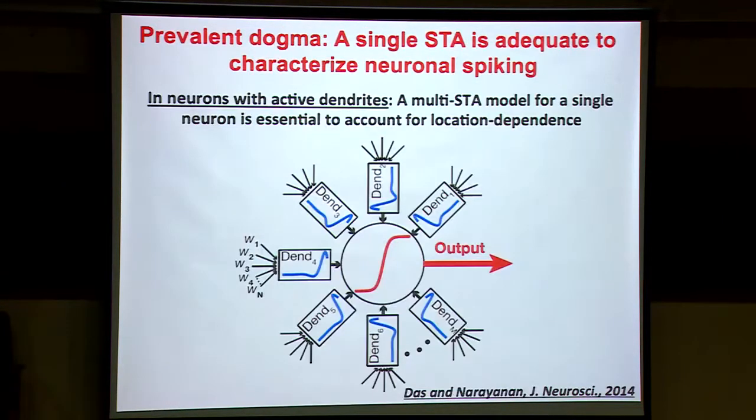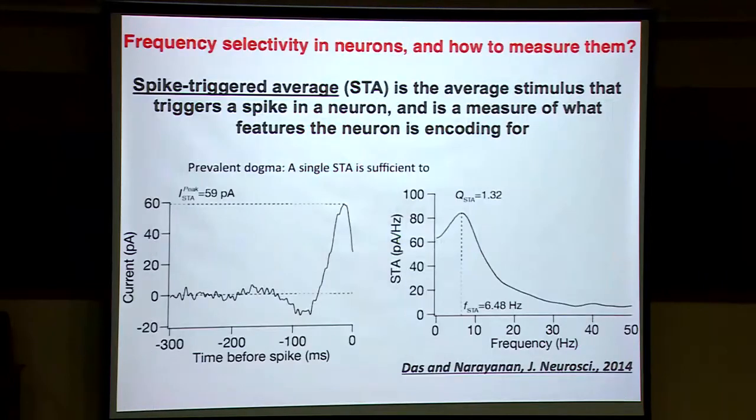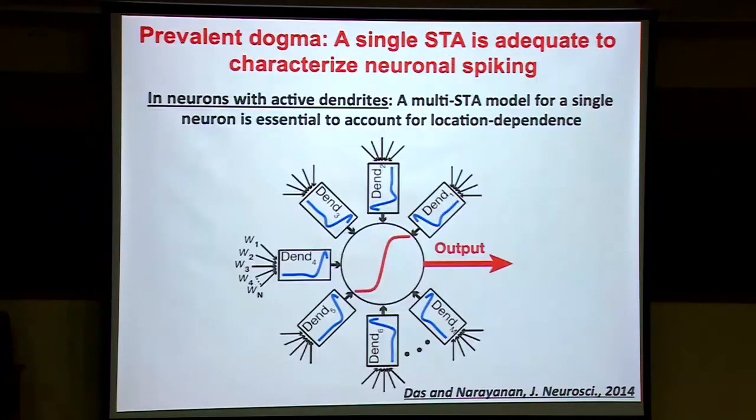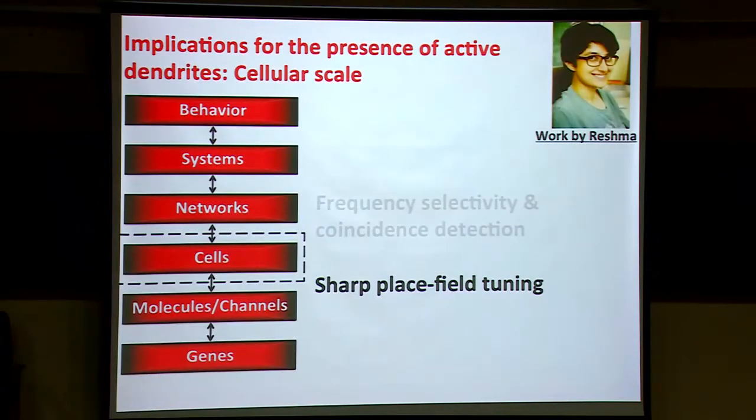are expressed over here. So the prevalent dogma, which should have come in the previous slide also, is that a single STA is adequate to characterize neuronal spiking, because typically you would just have one particular STA and that would define the entire neuron. But because of this analysis, which shows that the STA is dependent upon location because of the presence of active dendrites, you will have to have a location-dependent STA kernel filter instead of having a single filter for everything that comes onto a single nonlinearity over here. Right? So this is one of the implications of the presence of that.